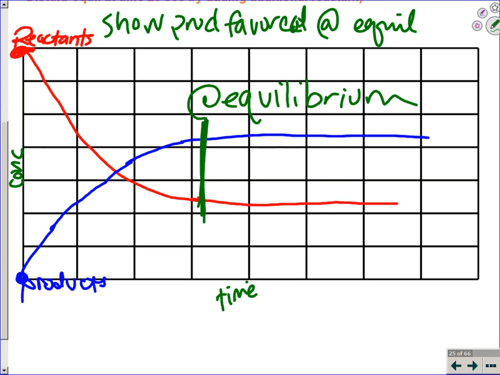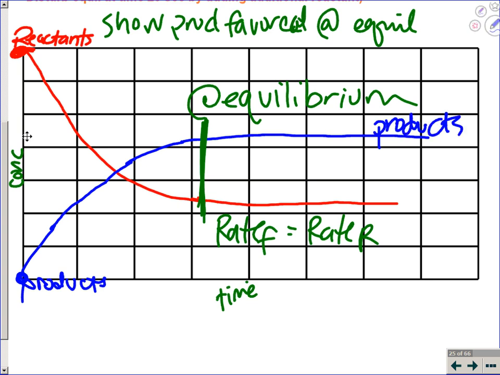That's one thing you see. And you should be able to tell the rate forward, which is production of products, should be equal to the rate reverse, which is the production of reactants, because there's no more change, so that means that they were constant at that point. So at that point, we can see who is favored at equilibrium, reactants or products. Who do you have more of at equilibrium? Products, right? Their products are here, and the reactants are here.